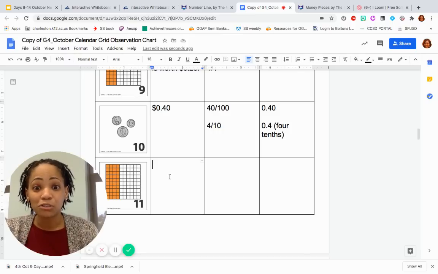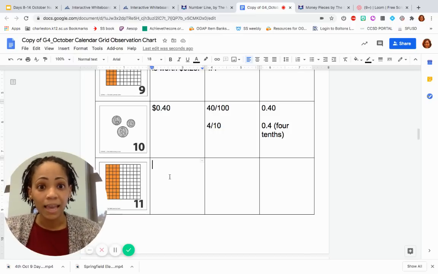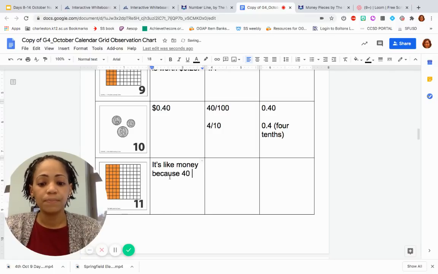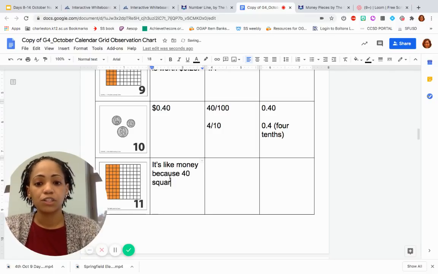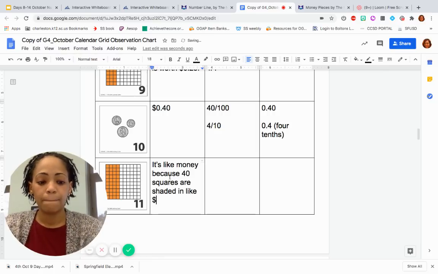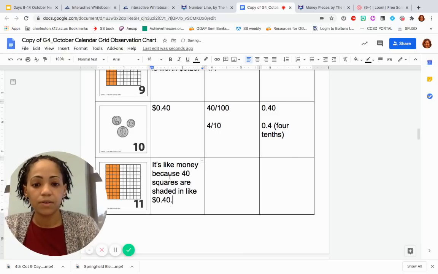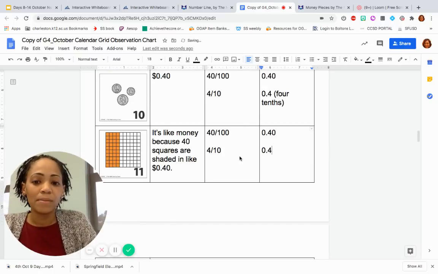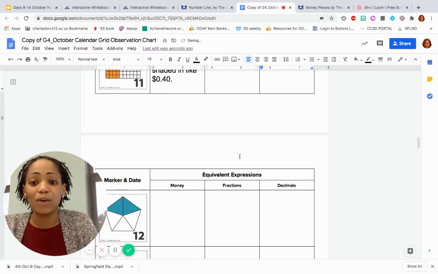Yeah, I actually just showed you that on the Money Pieces. So it's like money because it's worth 40 cents. 40 squares are shaded in like 40 cents. And so we have the same fraction, you're right, and the same decimals. Very good. Now, what about today's marker, which was the 12th?